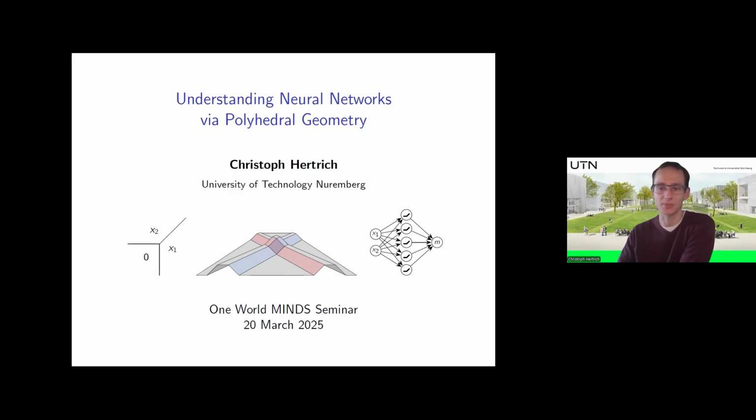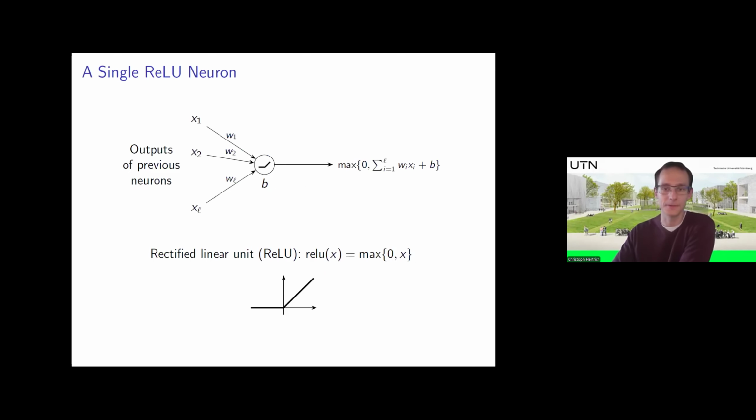And yeah, so as Axel said, I'm going to talk about how to apply polyhedral geometry to neural networks to understand them better as a mathematical object. And well, the first step, if you want to understand something, is to properly define what you are talking about. So let's start with that. So I'm talking about neural networks with rectified linear unit activations.